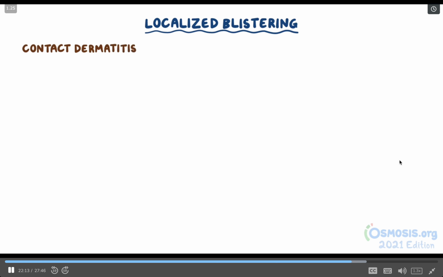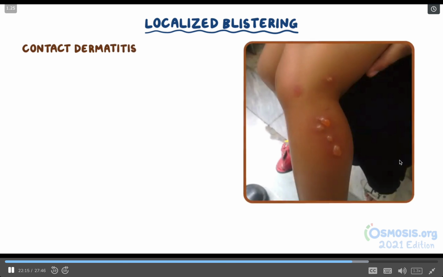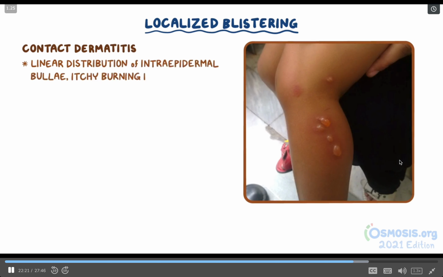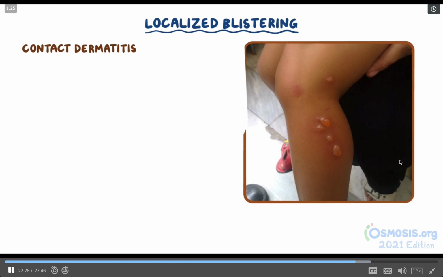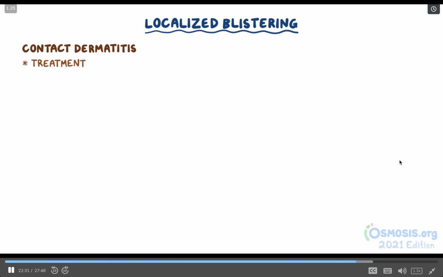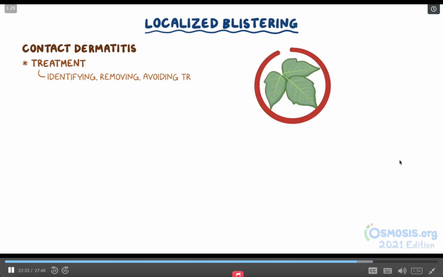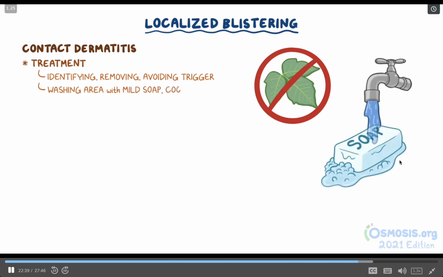Contact dermatitis is another condition that may present with localized blistering, usually in a linear distribution of intraepidermal bulla and an itchy burning rash where there's skin contact with a foreign substance like nickel or poison ivy. The key treatment step is identifying, removing, and avoiding the triggering substance, as well as washing the involved skin area with mild soap and cool water right away. If blistering develops, cold, moist compresses applied for 30 minutes, 3 times a day can offer relief.